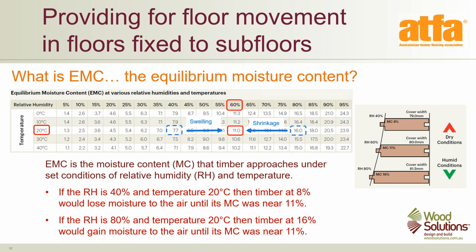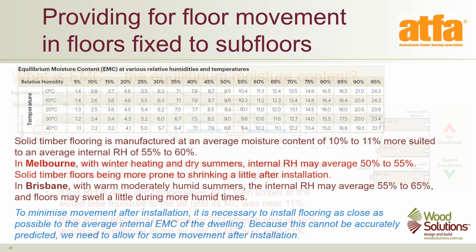And conversely, if we've got some timber at 16% moisture content and it goes into conditions of 60% relative humidity, then it will shrink until its moisture content gets close to 11%. So you can think that, well, humidity changes all the time and houses are a little bit more stable, but there are seasonal changes, usually between summer and winter, and periods when houses are heated and cooled, and that will differ around the country. So just on that, solid timber flooring is manufactured at a moisture content of 10 to 11% because it's going to suit an internal environment somewhere between 55 and 60% relative humidity.